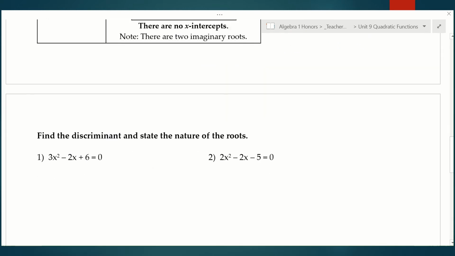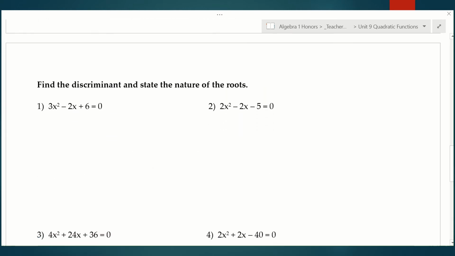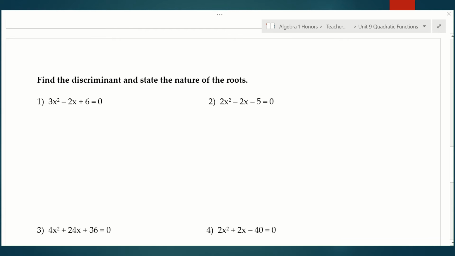Okay, so let's see how we actually apply this. On the back of your page here, I'm just going to rewrite our discriminant formula, b squared minus 4ac. What we want to do is make sure, first of all, that all of our equations are put into standard form, so we have everything on one side and equals 0 on the right. That way it's easy for me to pick out what a, b, and c are.